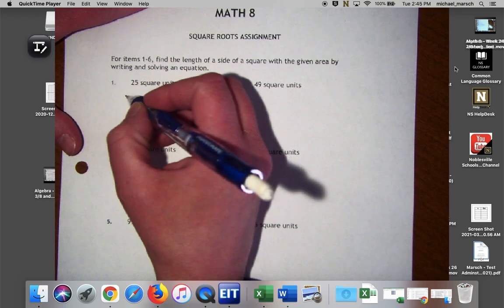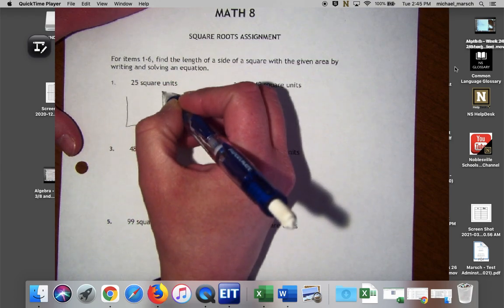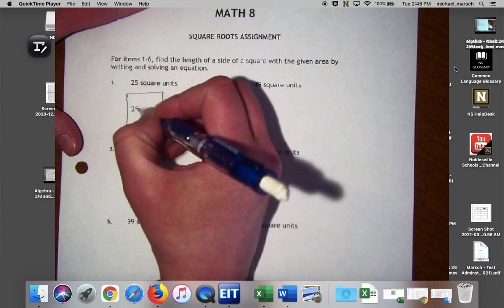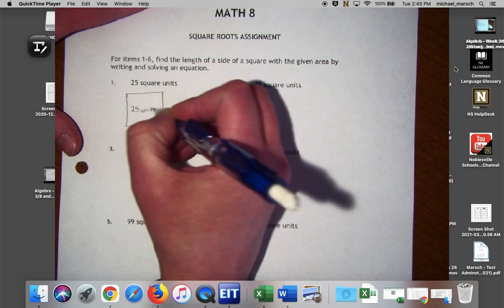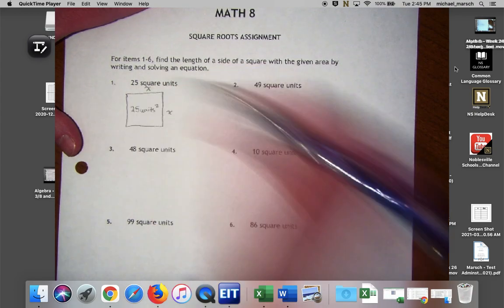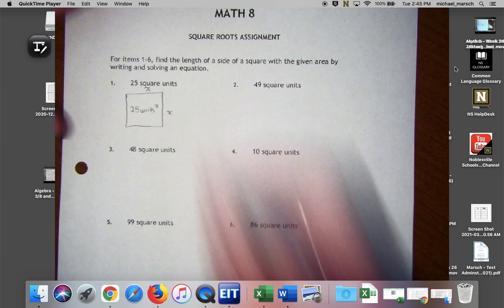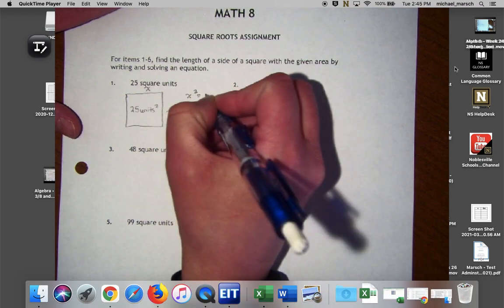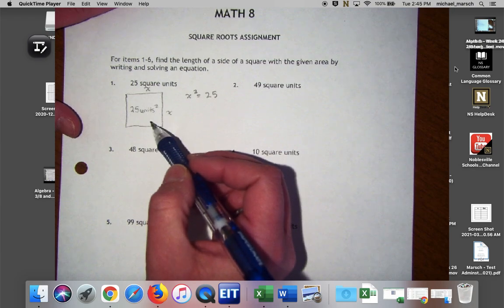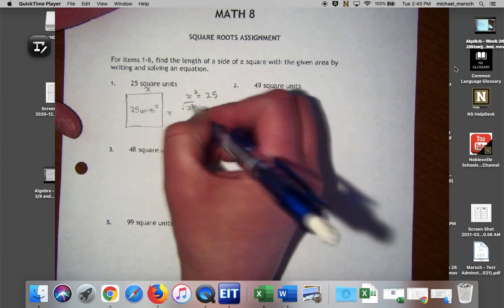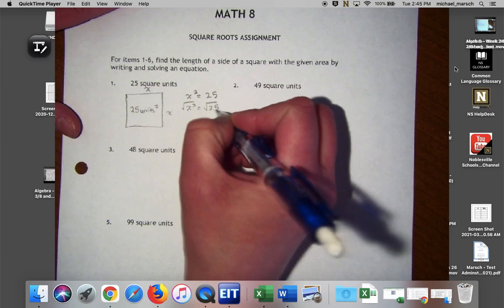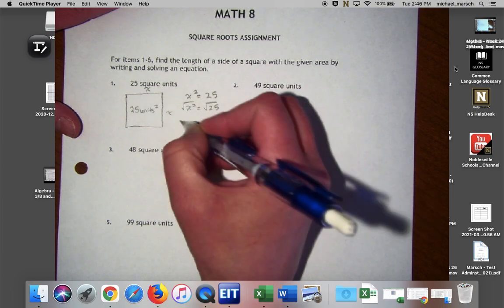So if we have a square here, go ahead and draw a square. And we know that the area is 25 units squared. What do the side lengths have to be? 5. How do you know that, Danny? Because 5 times 5 is 25. So if we were to write that out, we would say, we know that x squared gives us our area of 25. So if we take the square root of x squared and the square root of 25, we know that x has to equal 5.